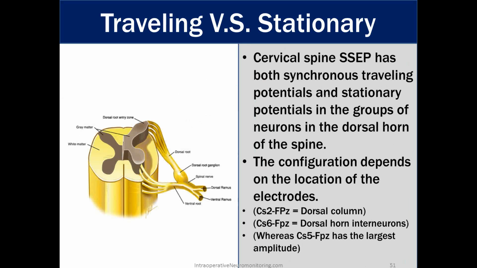So here I just went over my example. Cervical spine SSEP has both synchronous traveling potentials and stationary potentials in the groups of neurons that lie in the dorsal horn of the spine. The configuration depends on the location of the electrodes. So a C2 to FPZ, with the C2 being the active area, is over the dorsal column as it comes up to that cuneate nucleus area. The C6 or C5 to FPZ is the dorsal horn interneurons. Whereas if you have a C5 FPZ, it has the largest amplitude, usually.